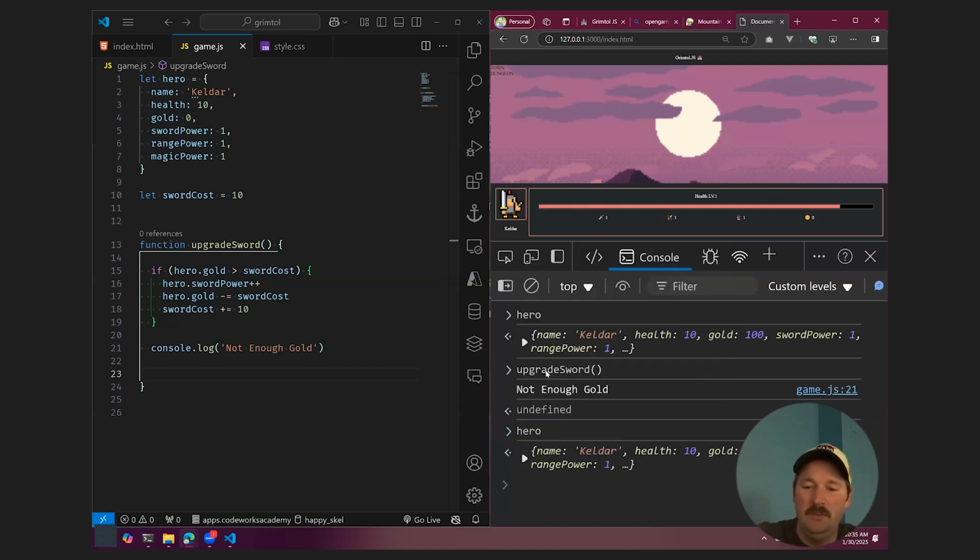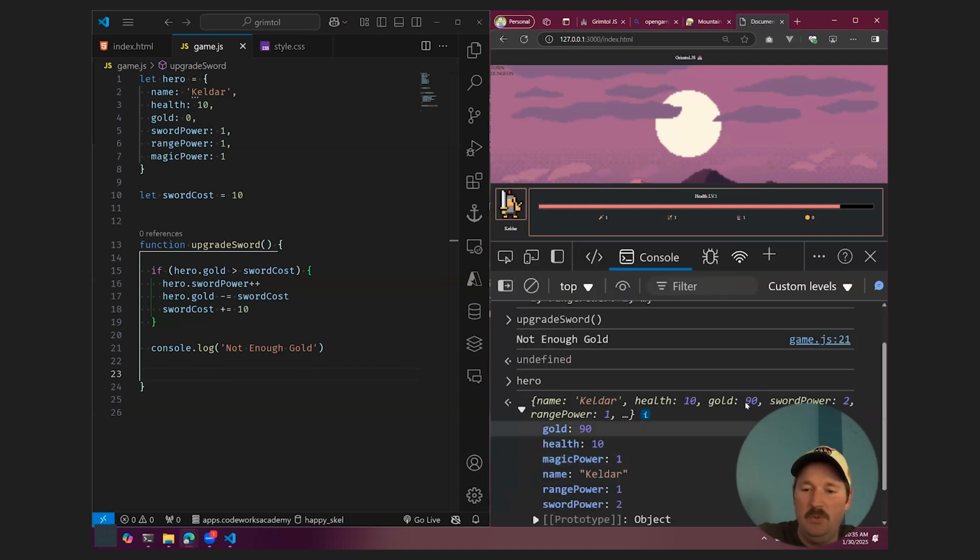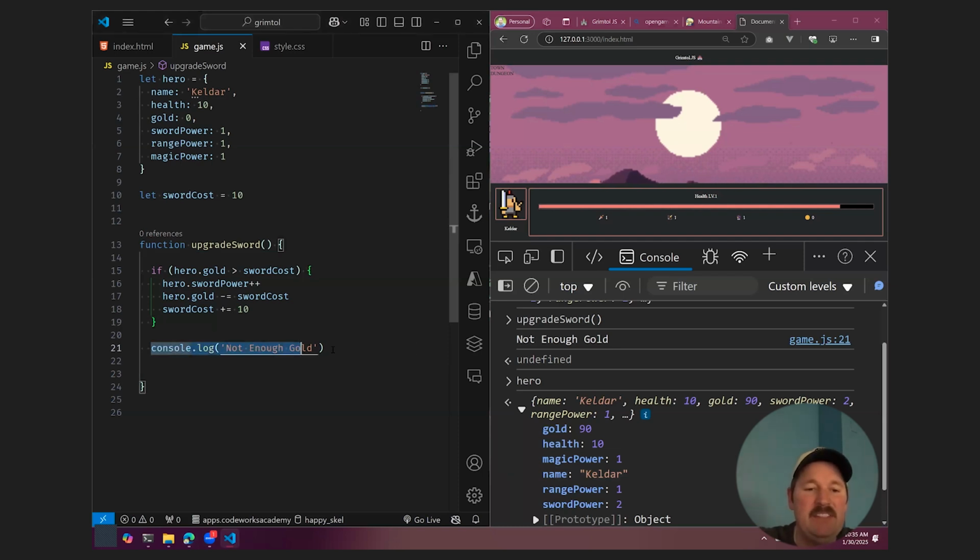Let's look at my hero. Oh, look at that. My gold went down to 90. My sword power went up. The purchase was successful. Why did I get the message, not enough gold? Yeah, we didn't write any condition for it. This happens every time we run this function regardless.